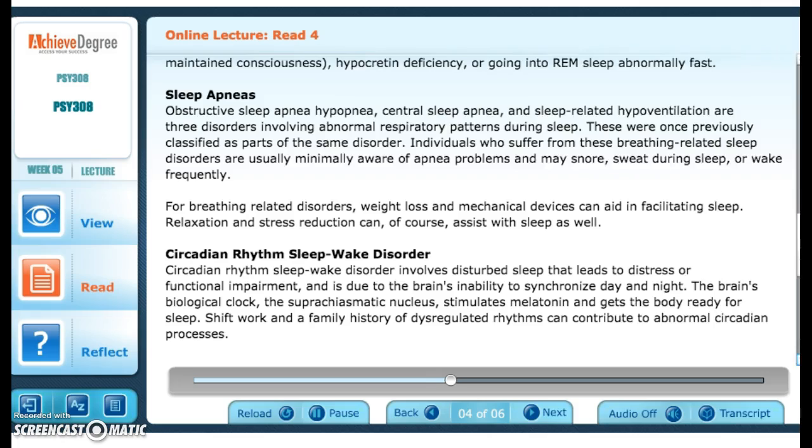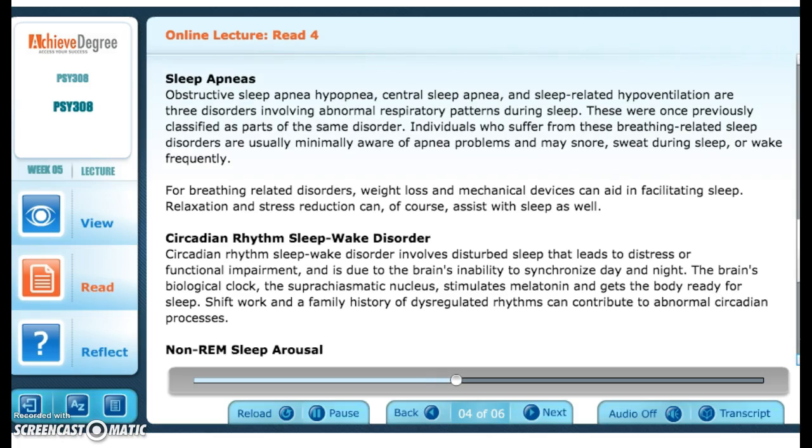Sleep apneas. Obstructive sleep apnea hypopnea, central sleep apnea, and sleep-related hypoventilation are 3 disorders involving abnormal respiratory patterns during sleep. These were once previously classified as parts of the same disorder.